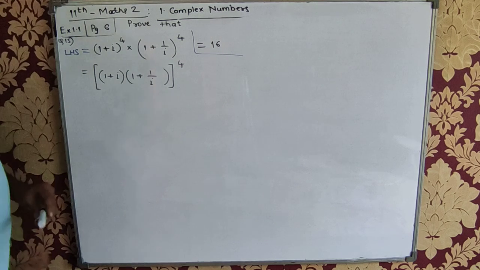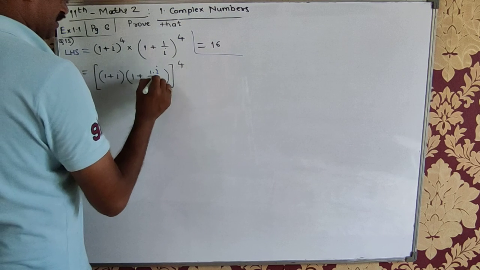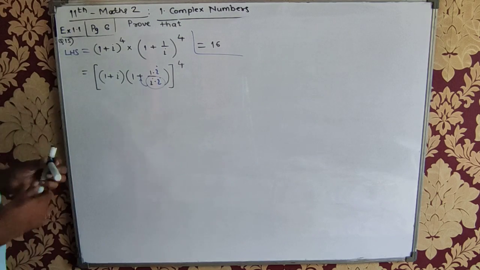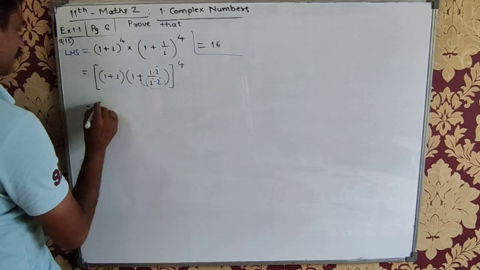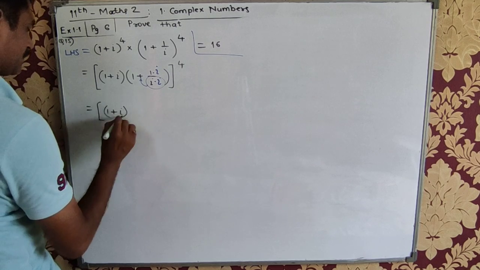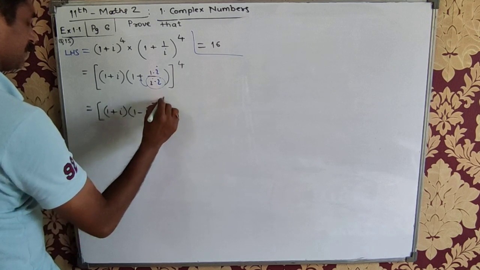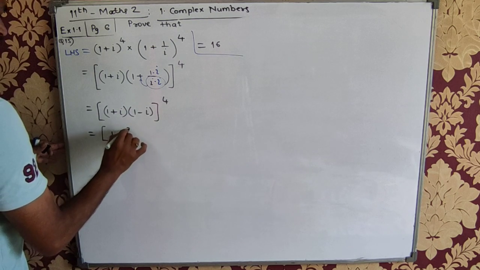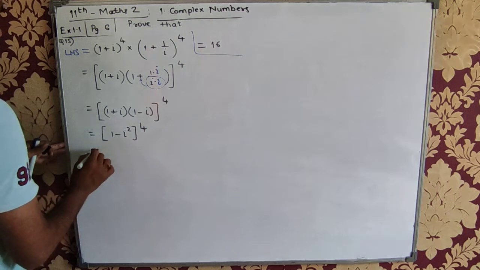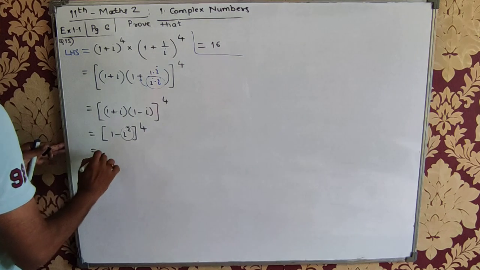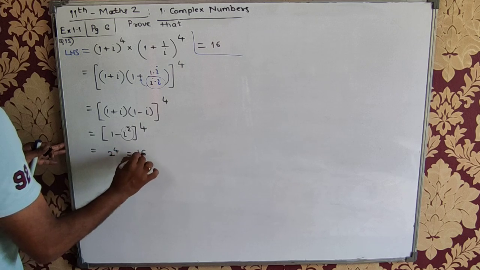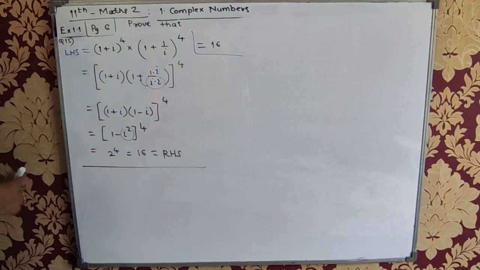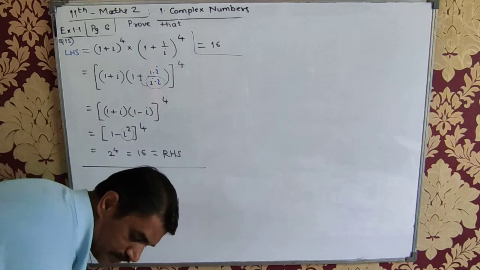Now can I rationalize this, i into i? This is i square, that is minus 1, so change the sign. So this is going to be 1 plus i, 1 minus i raised to 4. a plus b, a minus b, a square minus b square. 1 minus i square raised to 4. That is i square is minus 1, minus minus plus 1, 2 raised to 4, 16, RHS. So opening the bracket was not the viable option here. Is this okay?